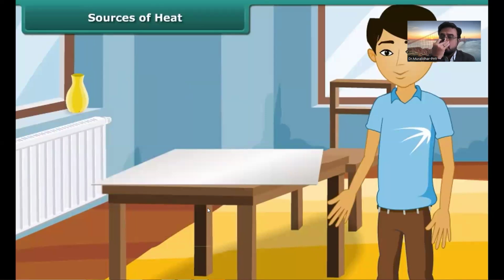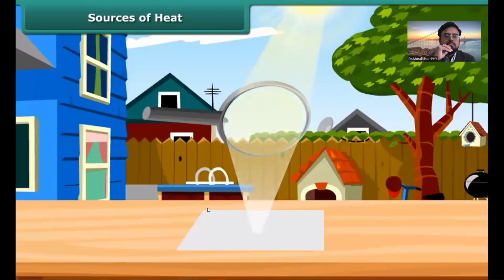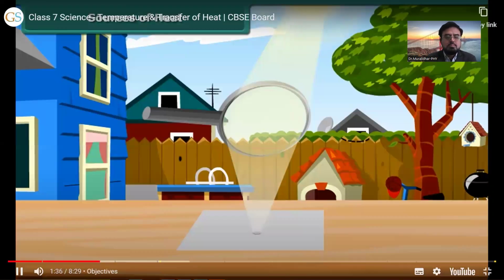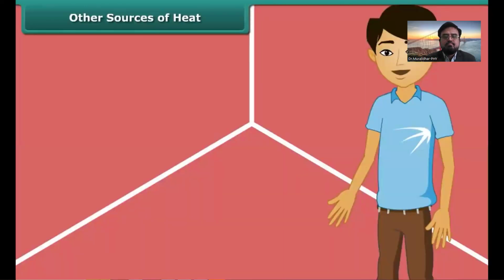Let us prove through another experiment that the sun gives heat. Use a magnifying glass to focus sunlight on a piece of white paper. At the position where the sunlight is focused, the paper becomes hot, starts to turn brown, and soon bursts into flame. Thus, the heat from the sun makes the paper burn.